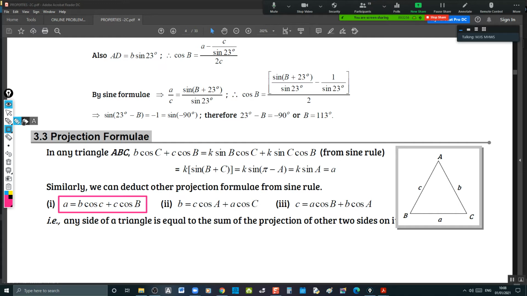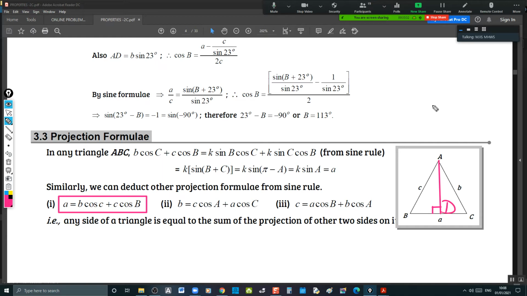So in this case, if you want to split small a, what is small a? The side a, which is opposite to the angle A. If you want to split it, then drop a perpendicular from A onto BC, which is the projection. That is the reason why it is said to be the projection rule. Now, let me name this AD.